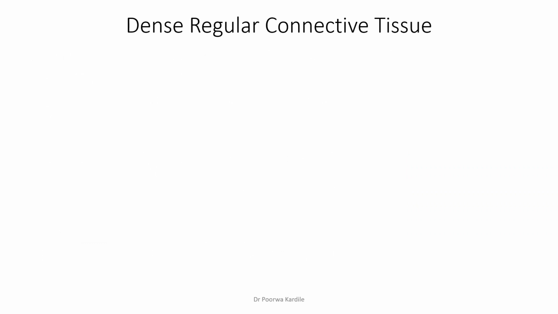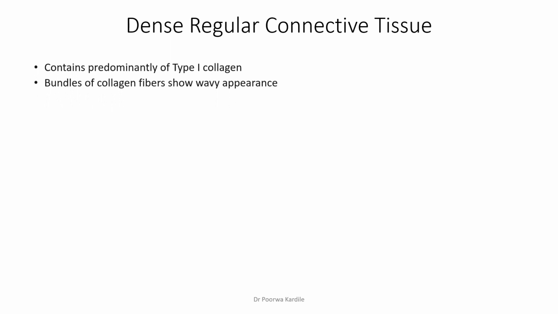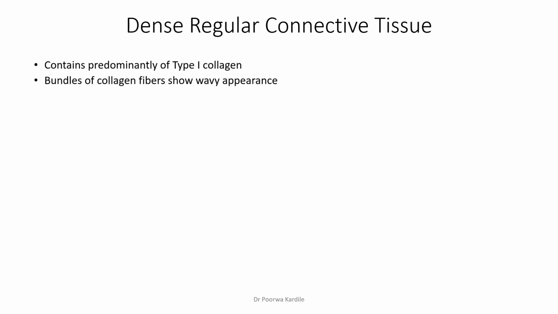One variety of dense connective tissue is dense regular connective tissue. So it has more amount of type 1 collagen fibers, and the bundles of the collagen fibers show wavy appearance under H&E staining. And the dense regular tissue is mainly found in ligamentum flava, then the vocal cords. And you should remember the example of tendon.